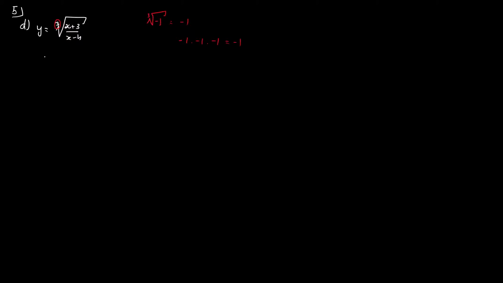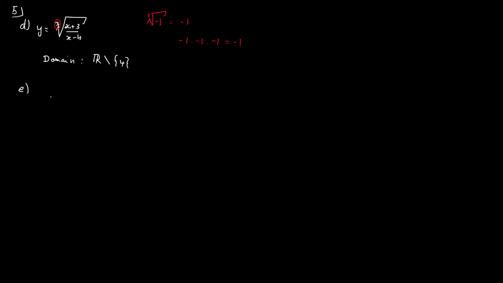So we say, okay, our domain is equal to R, so the entirety of the real numbers, less 4. Because at 4, you are dividing by 0, and we can't do that. Okay, then now let's have a look at question E.